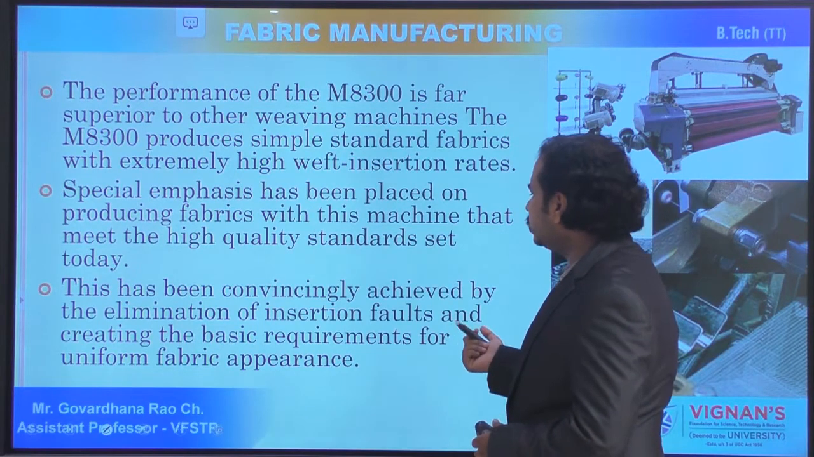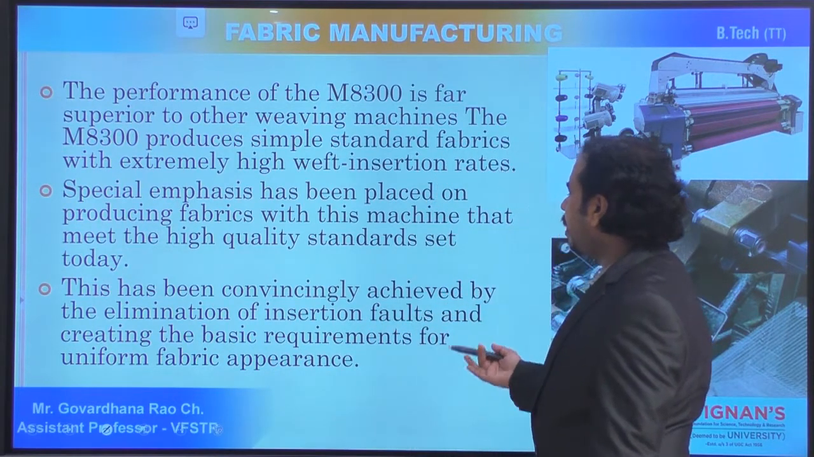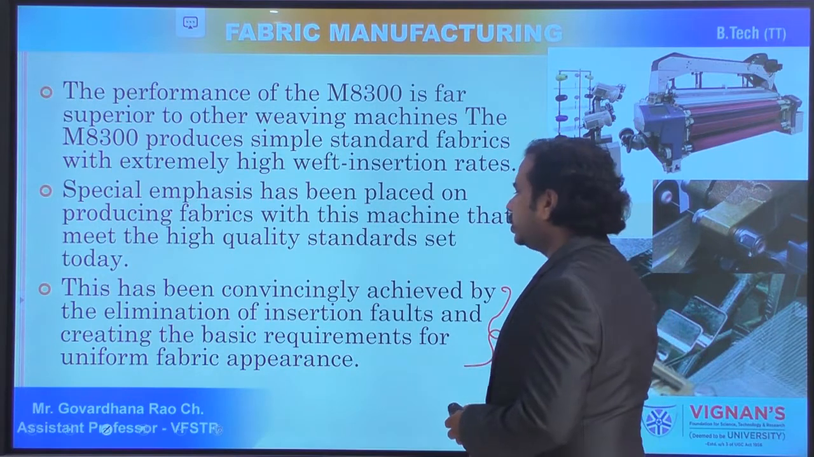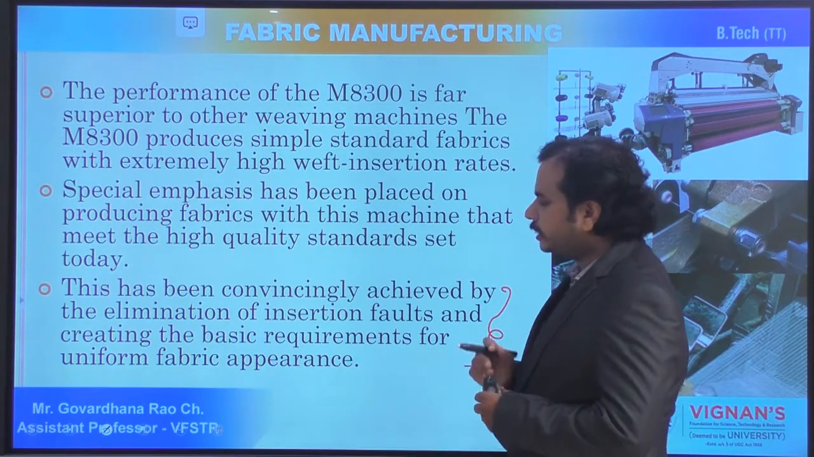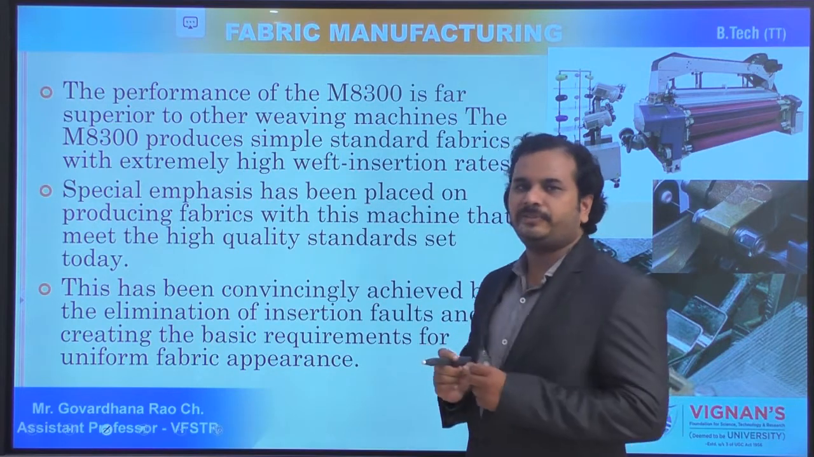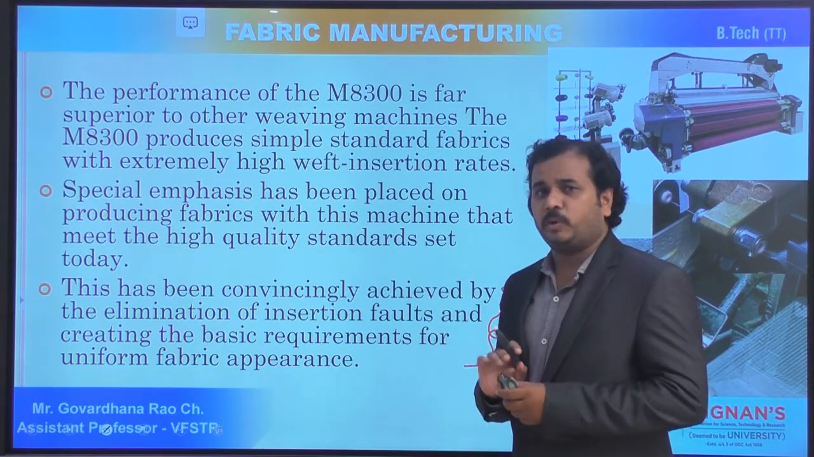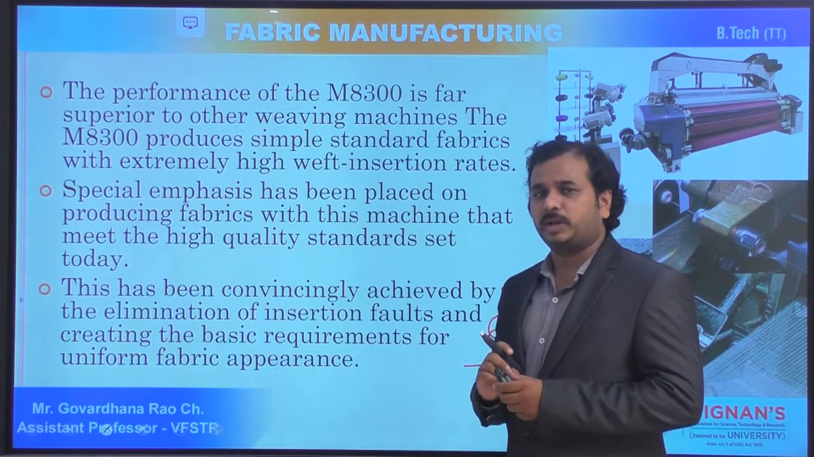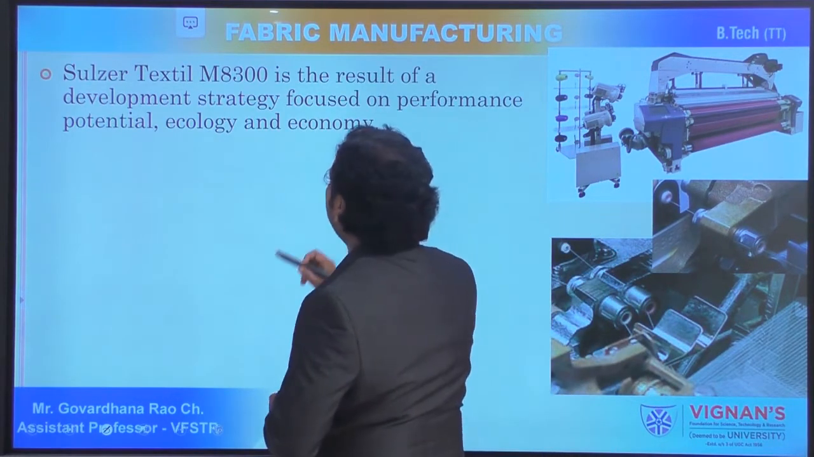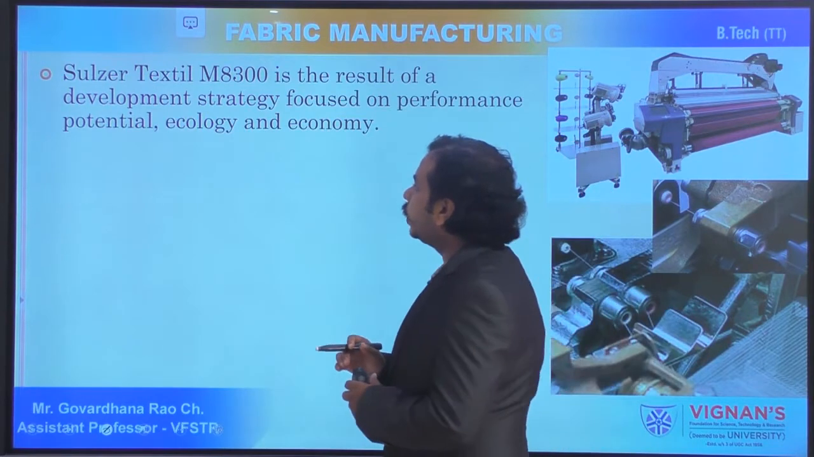Then this has been convincingly achieved by the elimination of insertion faults and creating the basic requirements for uniform fabric appearance. So in terms of quality also, we can say that it is good. Okay, and the machine has some additional features to identify short picks or broken picks in the shed, so that the fabric quality can be maintained as per the customer requirements. Okay, so the Sulzer Textil M8300 is the result of a development strategy focused on performance potential, ecology and economy.